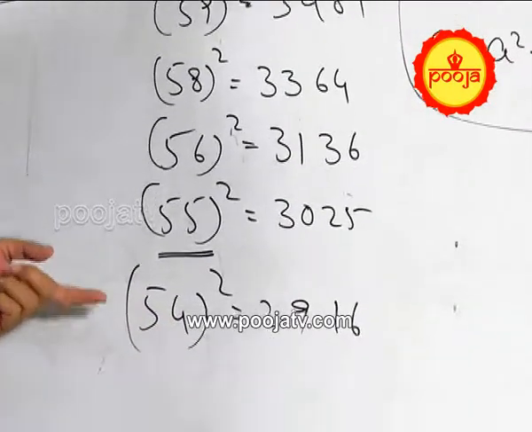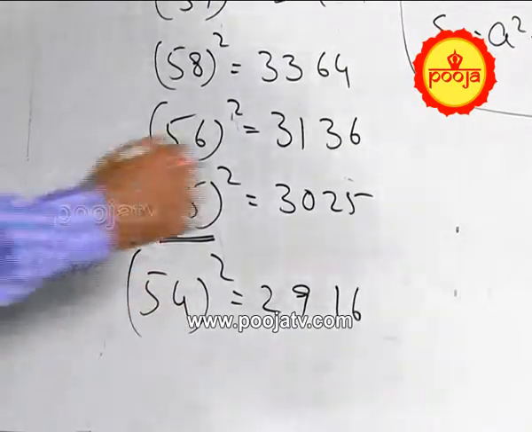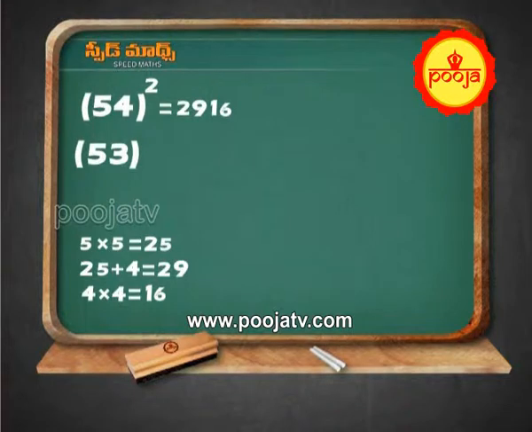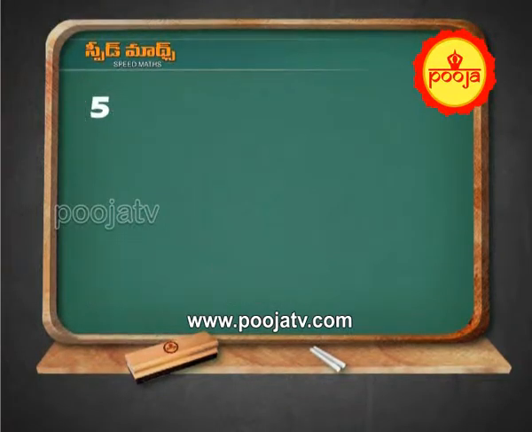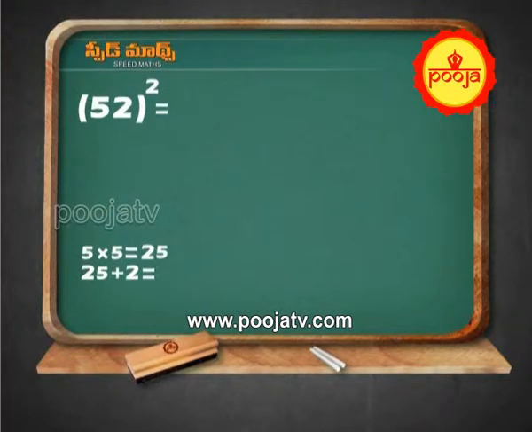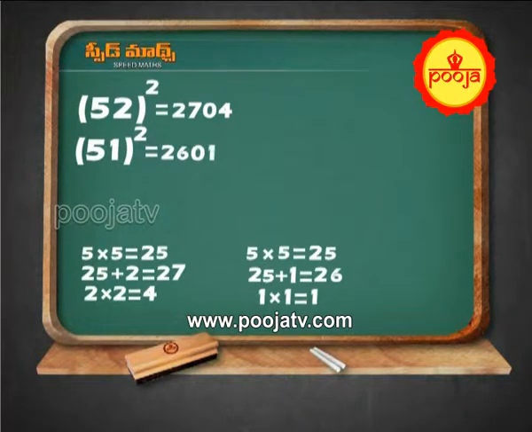5 square is 25. Add 25 to the ones place digit, and then square the ones digit. Now 53 square equals 5 into 5, 25; 25 plus 3 equals 28, and 3 into 3 is 9, write it as 09. 52 square: 5 5 is 25, 25 plus 2 is 27, 2 into 2 is 4, write it as 04. 51 square: 5 5 is 25, 25 plus 1 is 26, 1 into 1 is 1, write it as 01.